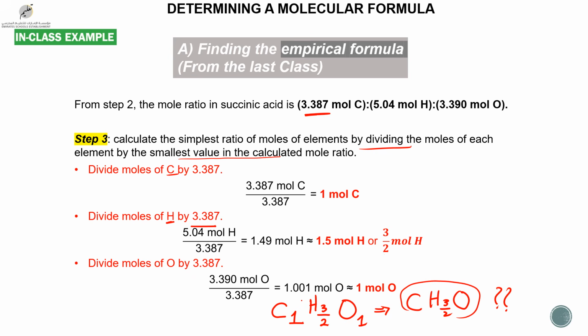So now if we want to write the formula, how many carbons do we have? 1. So we put 1 down. How many H's do you have? 3/2. How many oxygens do you have? Only 1. Is this correct?